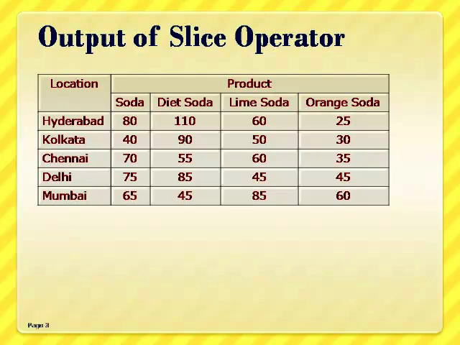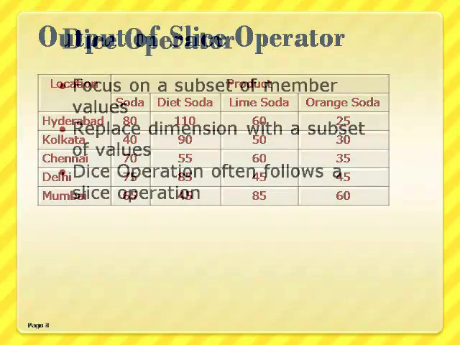So that is to say, instead of showing the data on a 3-dimensional cube representation, we are restricting our view of data only to a subset of dimensions, namely location and product, by considering only a particular date value as 1/1/2009. Second operator is dice operator.